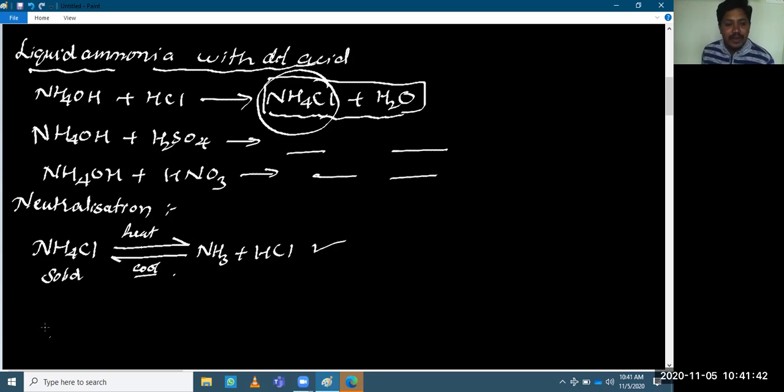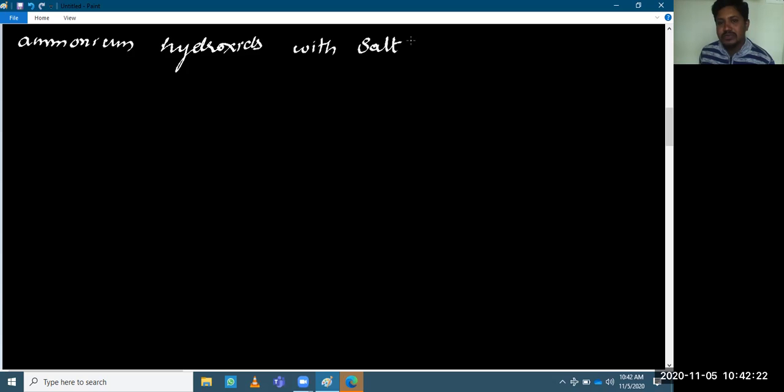Next is the chemical property of ammonia. Ammonia gas is basic in nature, as we already discussed, because it produces hydroxide ions. How does liquid ammonia or ammonium hydroxide react with different salt solutions? Some of these are what we call precipitation reactions. So what is the role of ammonium hydroxide in precipitation reactions with some salt solutions?